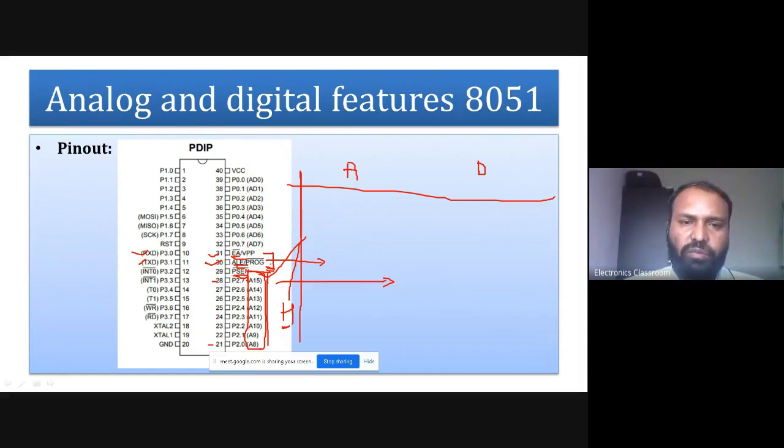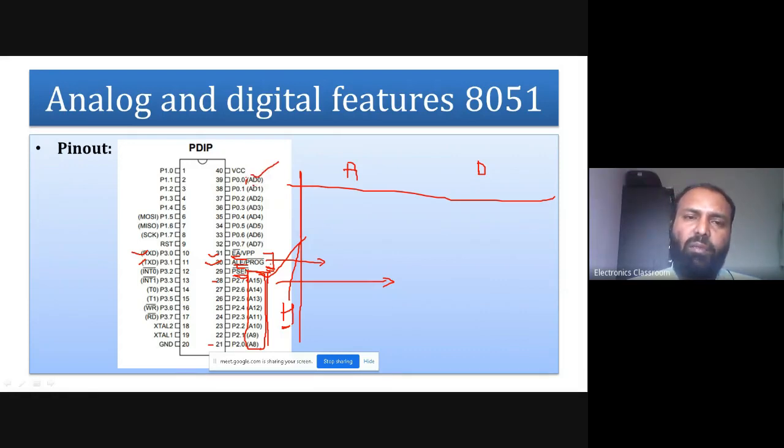Those pins are used for the address latch. Then pin number 32 to pin number 39 are allocated for port 0. But remember, this sequence is in reverse order: P0.7, P0.6, P0.5, P0.4, 3, 2, 1, and 0. So pin number 39 is reserved for the port 0.0 pin. And this port 0 has a dual function, and this dual function is nothing but address.